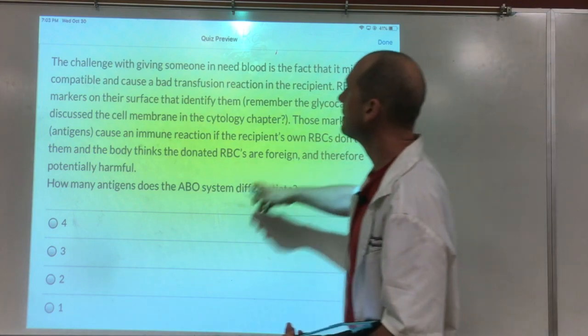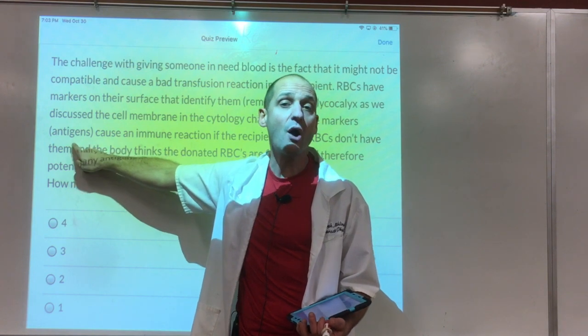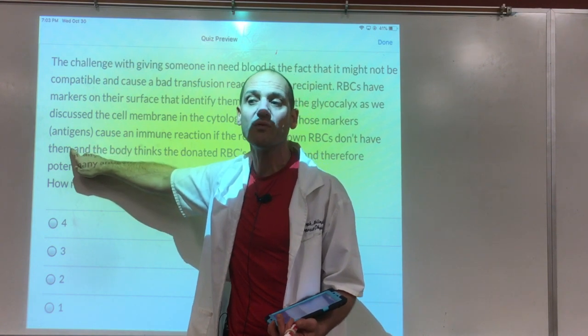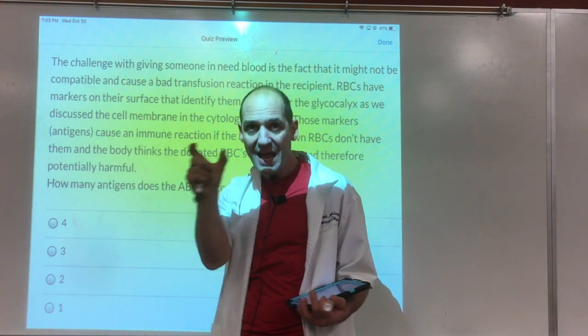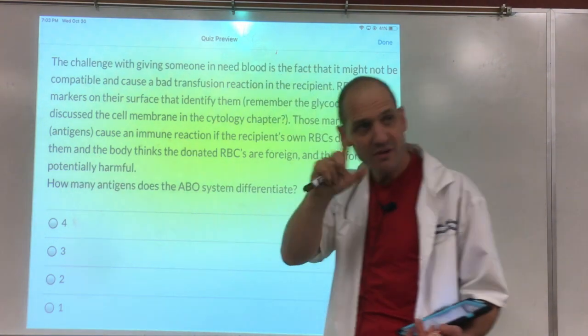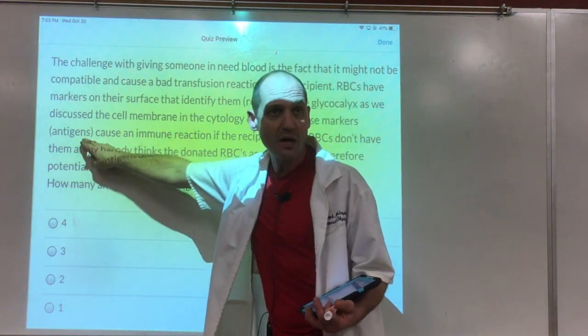Those markers are antigens. So they are actually markers that make some reaction. They don't have to be on a pathogen. The antigen is just a reaction creator. Mostly they are associated with making us sick, but they don't have to be. We also have them on red blood cells.